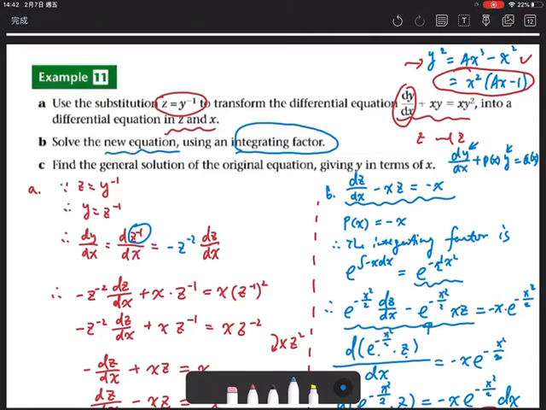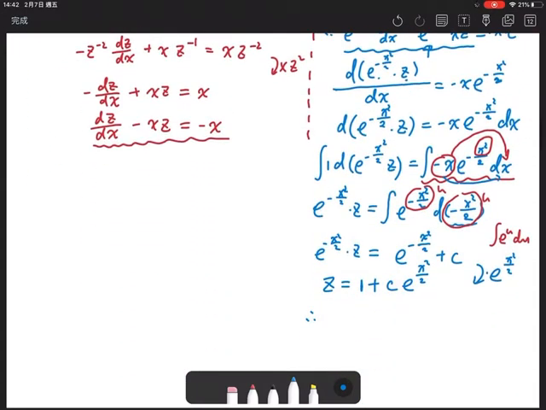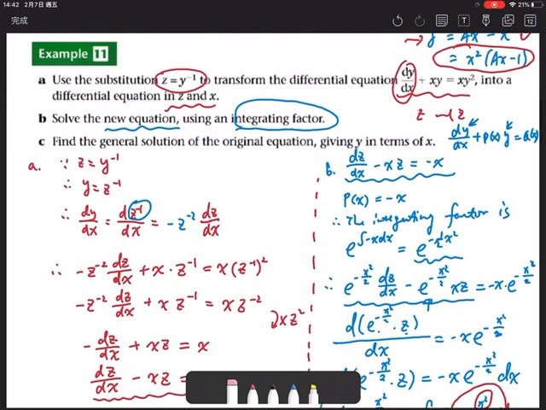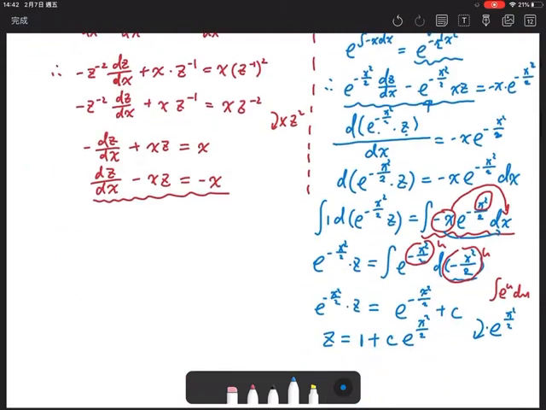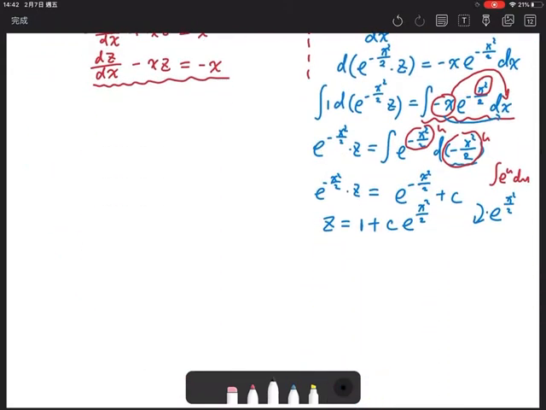Solve the new equation only. It means that we don't need to do substitution in terms of y and x. But in question C, find the general solution of the equation giving the answer in terms of y and x. Okay, so part C.